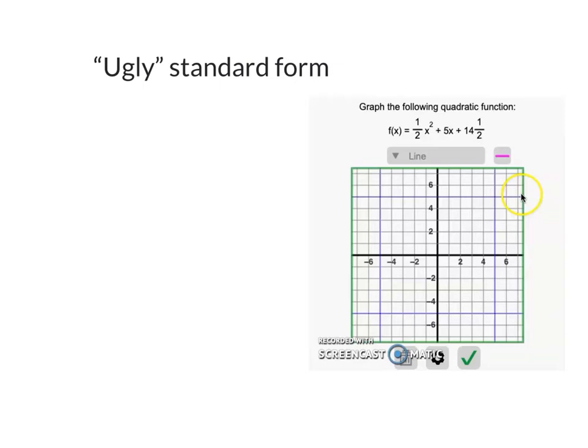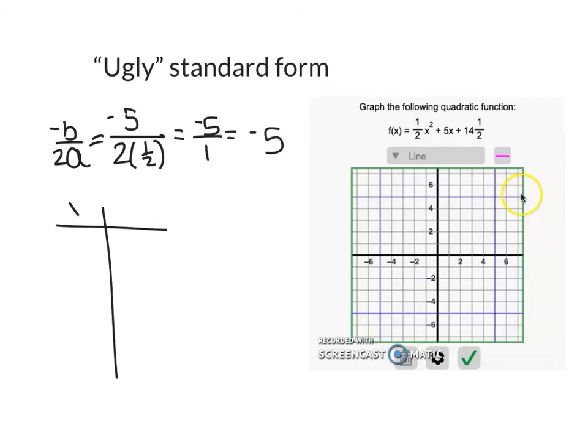Okay, so we're going to graph this one. It's also in standard form, but I said it's kind of ugly because look at those fractions. But big picture again is we just need our vertex, which again is -b over 2a, which in this scenario is... b is +5, so I make it negative. So -5 over 2 times 1/2 is -5 over 1, which equals -5.